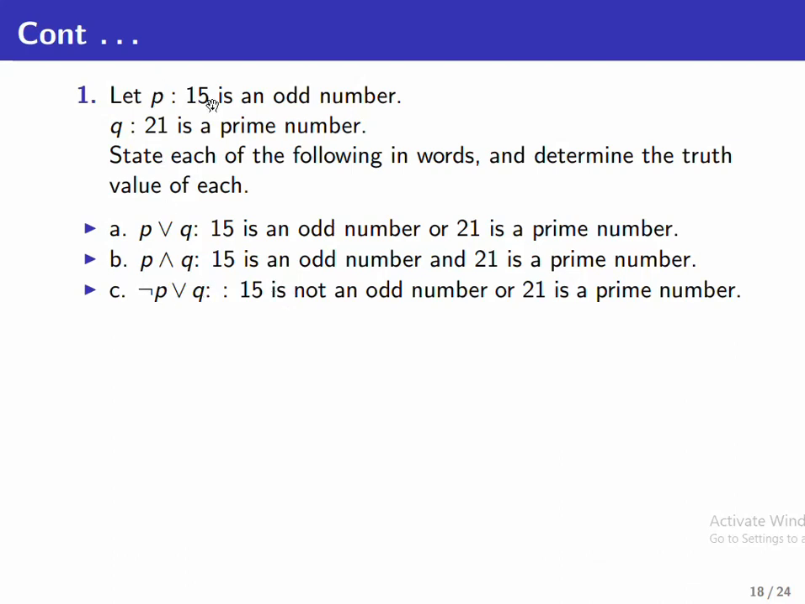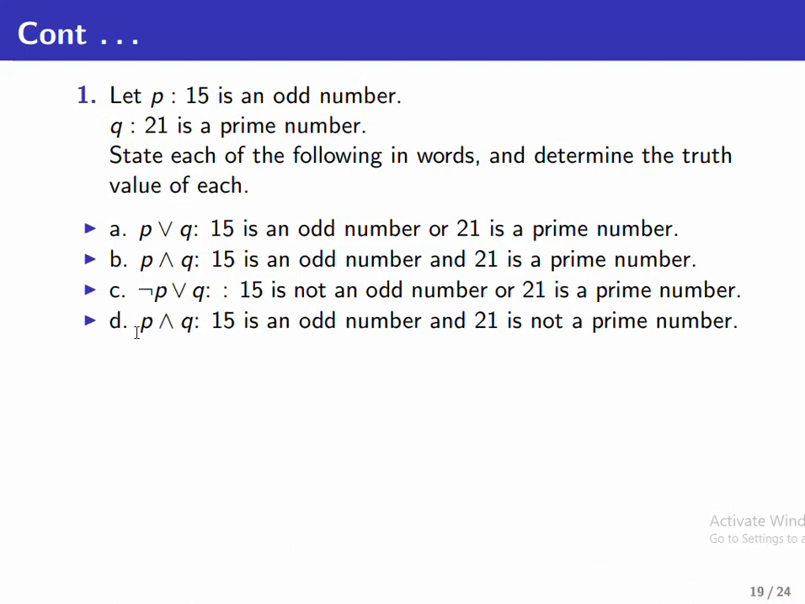Negation of P or Q. Since P is 15 is an odd number, its negation becomes 15 is not an odd number, or 15 is an even number. So negation P or Q can be written as: 15 is not an odd number or 21 is a prime number. What is the truth value for this? Since P is true, its negation of P is false. Therefore, we have false or false, which is false.